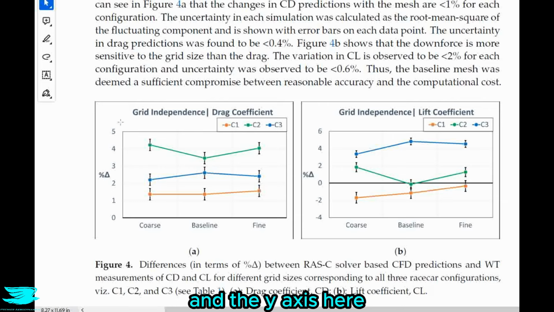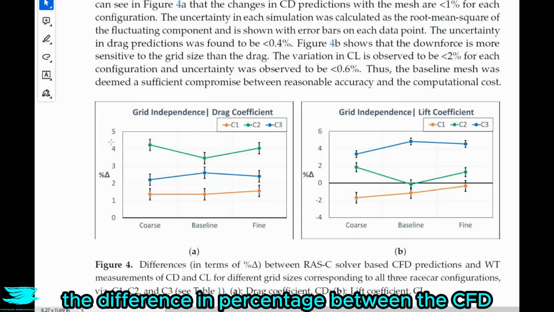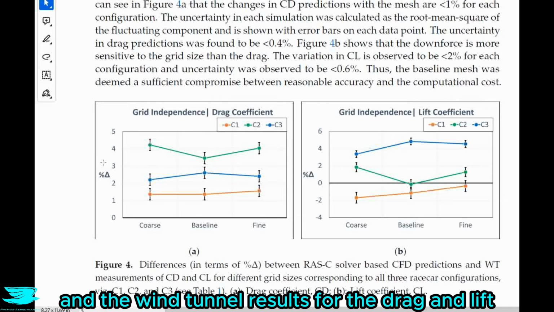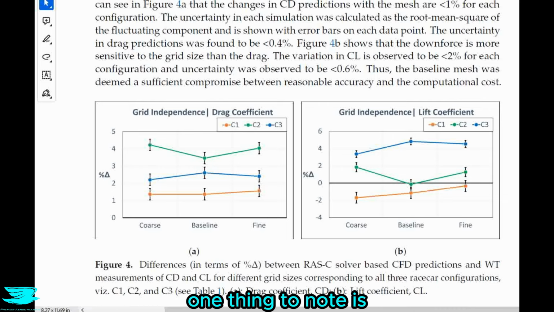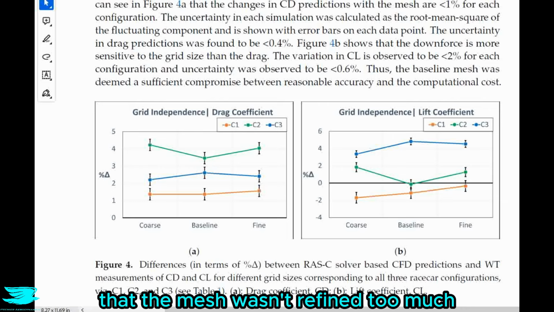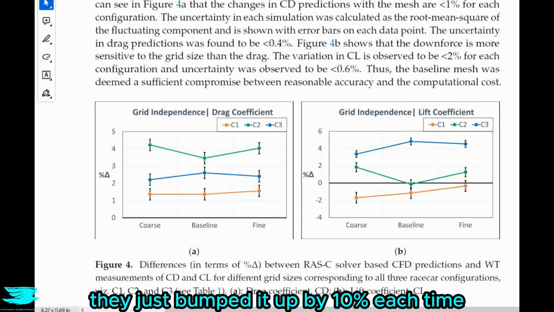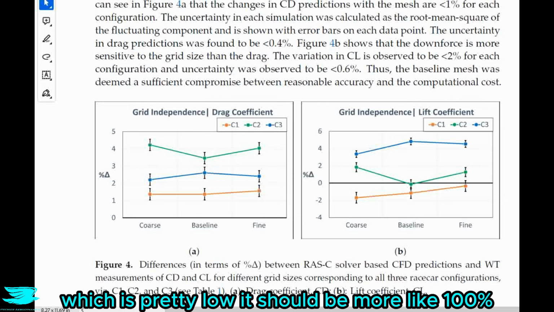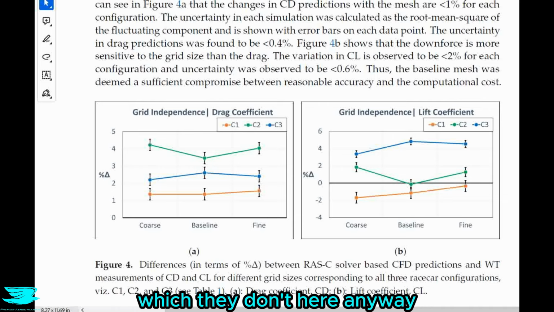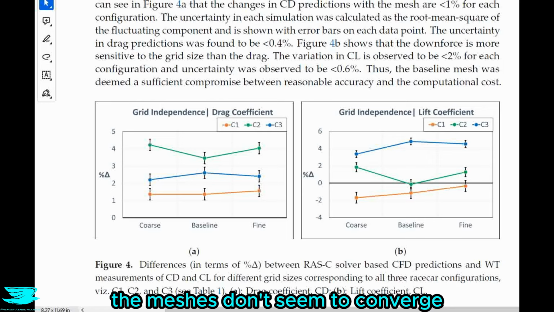And the y-axis here is for the difference in the percentage between the CFD and the wind tunnel results for the drag and lift. One thing to note is that the mesh wasn't refined too much between finest levels. They just bumped it up by 10% each time, which is pretty low. It should be more like 100%, especially if they were to do IDDES, which they don't here. Anyway, the meshes don't seem to converge.